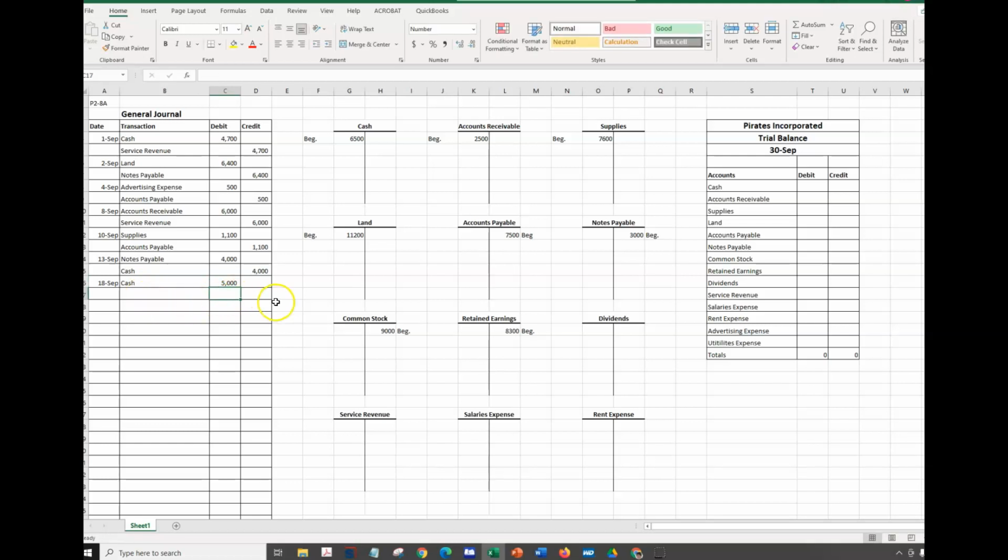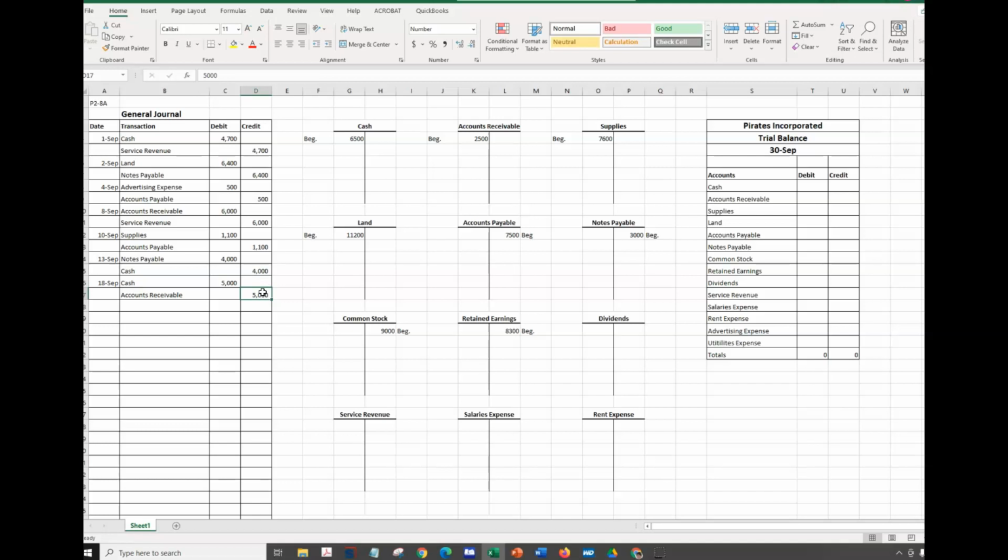Here's a common mistake. We need to credit something $5,000. It's not going to be service revenue because we've already credited service revenue for the whole amount. What we're going to credit is accounts receivable because that's an asset, and crediting it reduces it.